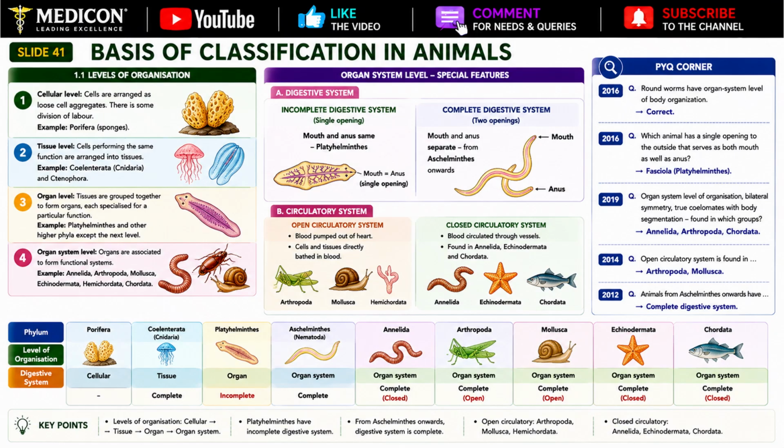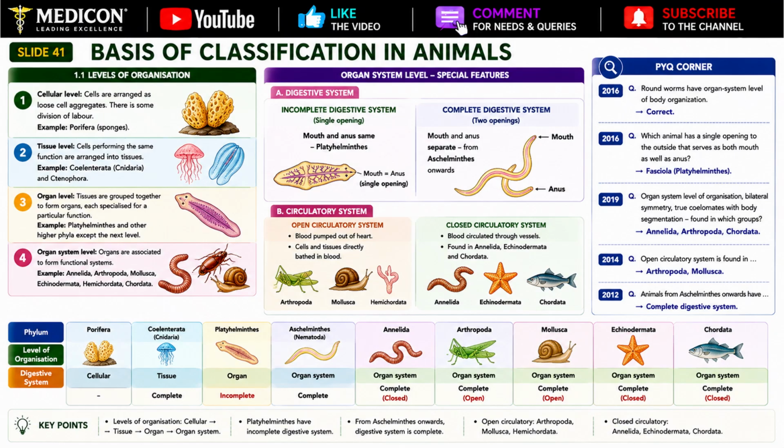The cellular level is seen in Porifera, that is sponges, and the tissue level is seen in Cnidaria and Ctenophora. The organ level can be seen in Platyhelminthes and other higher phyla, except the next level. Organ system level can be seen in annelids, Arthropoda, Mollusca, Echinodermata, Hemichordata, and Chordata, covering vertebrates and invertebrates. The organ system level has special features.